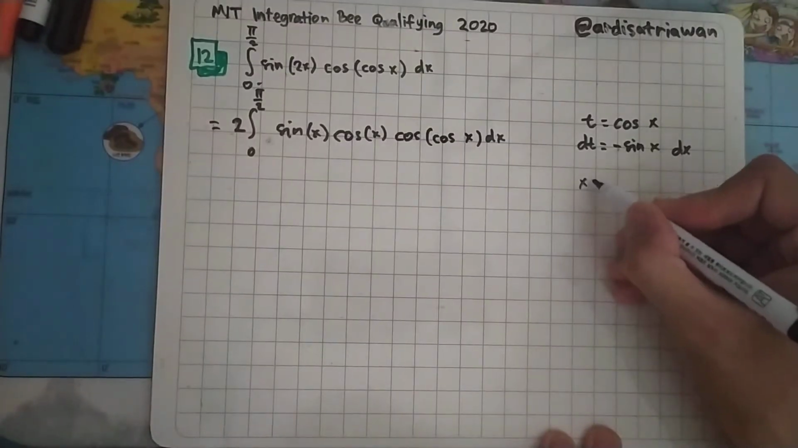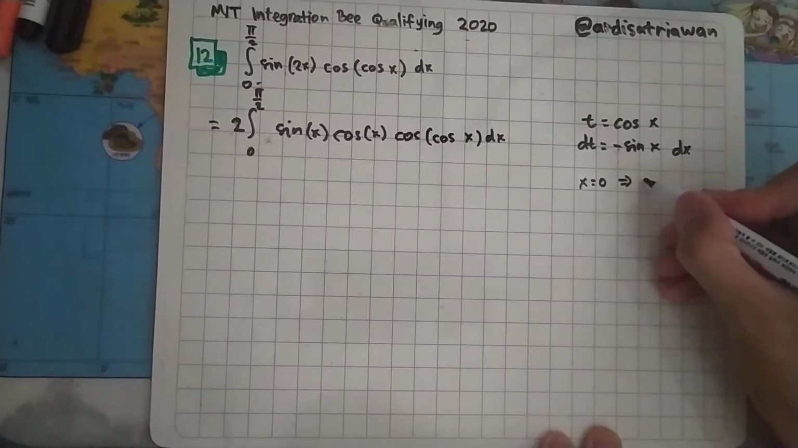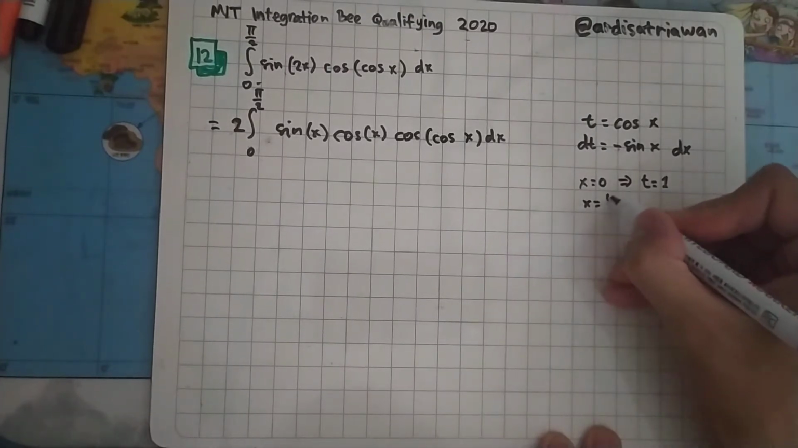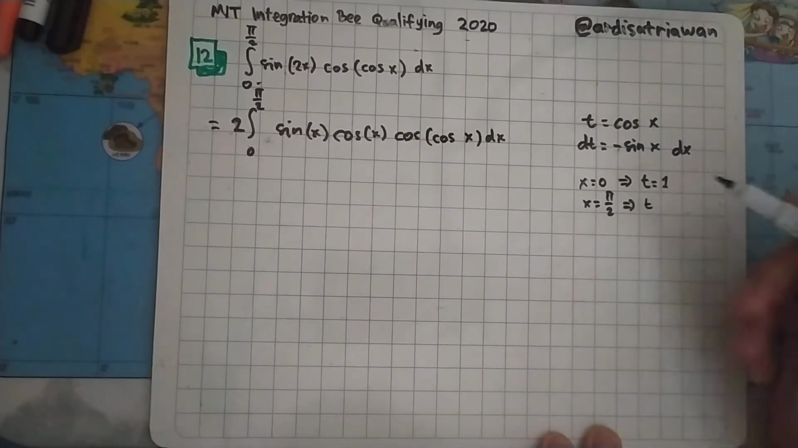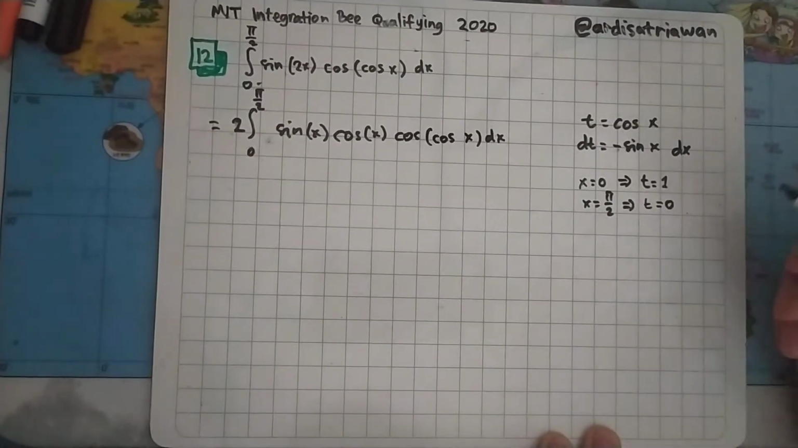And we need to take care of the limits of integration. So when x is equal to 0, cosine 0 is 1, so t is equal to 1. And when x is pi over 2, we get t is equal to cosine pi over 2, which is 0.